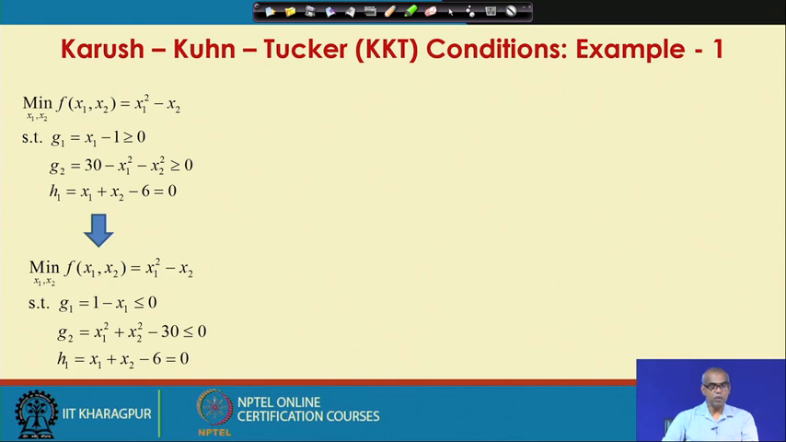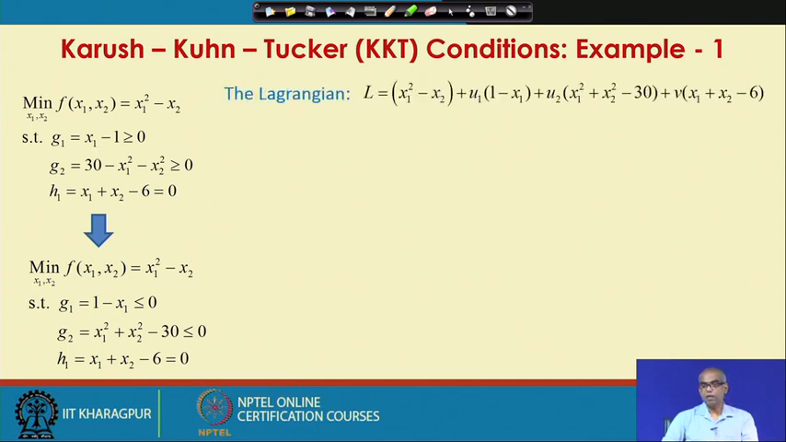First, let us write this problem where we have all the inequalities as less or equal to type. You can do that by simply multiplying the inequality constraints by minus 1. So, we first write this in the form where inequality constraints are less or equal to 0 type. Then define the Lagrangian function. So, we define two Lagrange multipliers u1 and u2 for g1 and g2 respectively, and for the one equality constraint I have one Lagrange multiplier v.